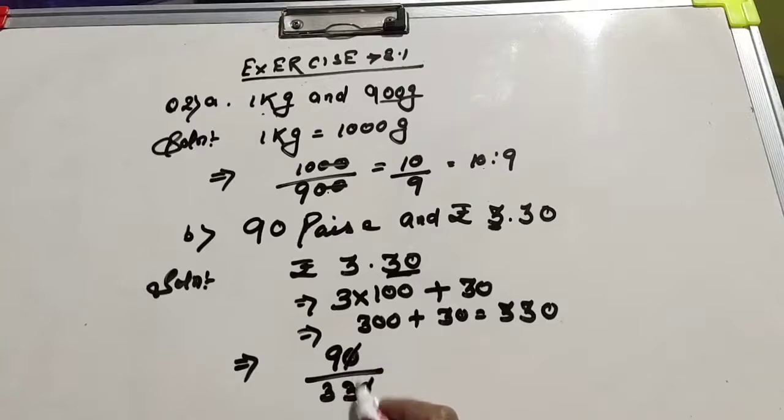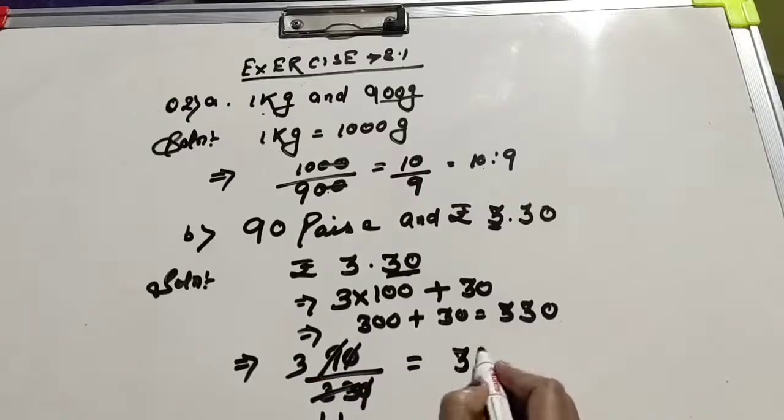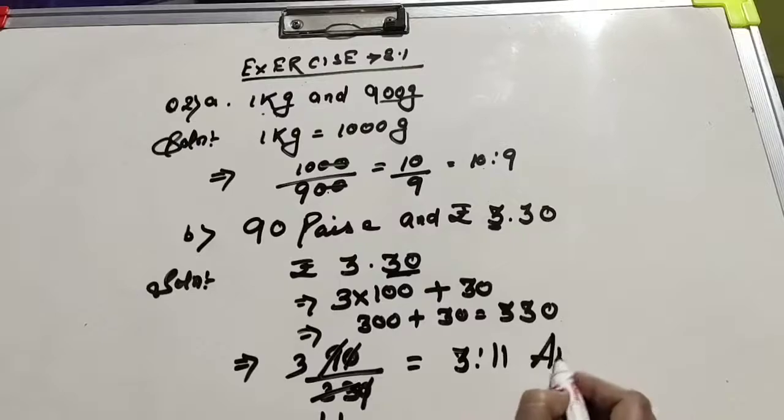Because these two are in the same place, you have to cut the 3 table: 3 3 is a 9, 3 1 is 3, 3 1 is 3. So 3 is to 11 is your answer. Clear?